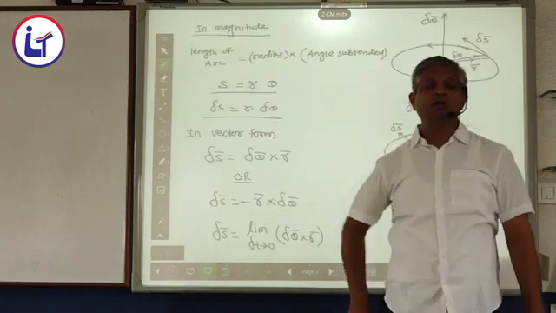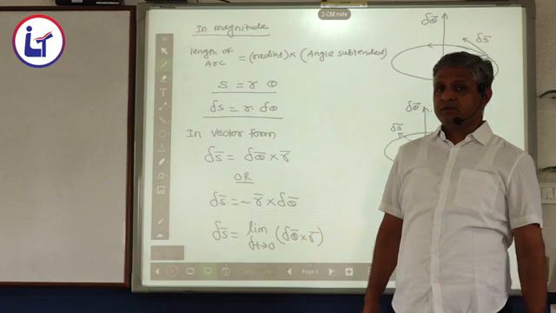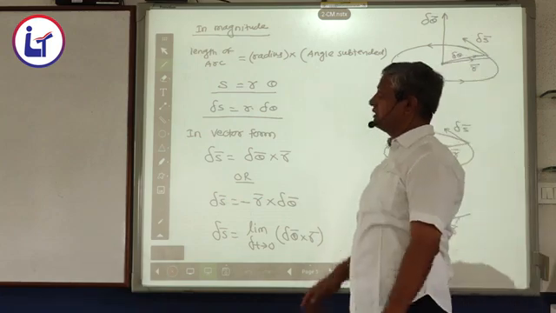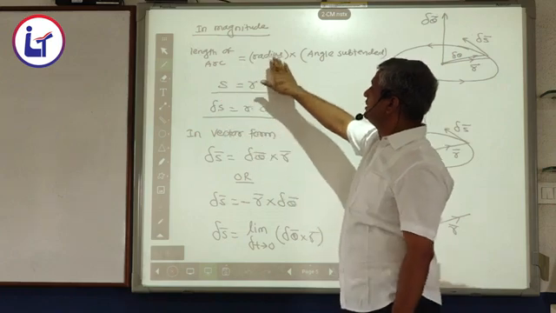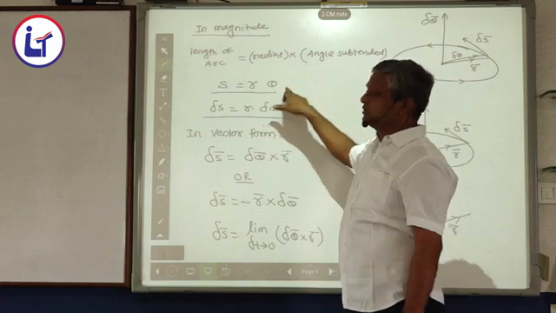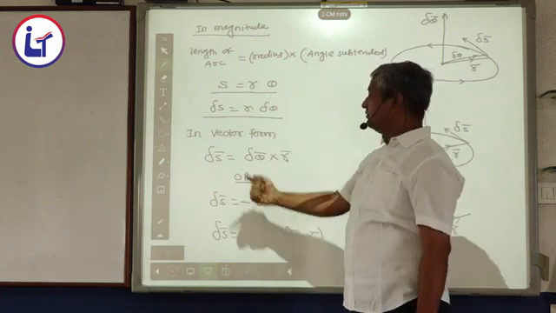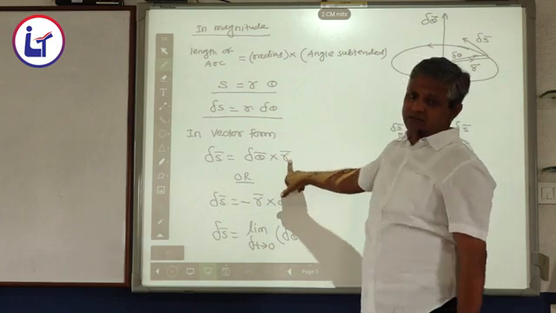The relation between the linear distance, or the length of arc, and the angle covered is like this. Length of arc is nothing but the radius into what? Angle subtended. So S is equal to r theta. In vector form it can be taken as delta S bar equal to delta theta bar cross r bar.